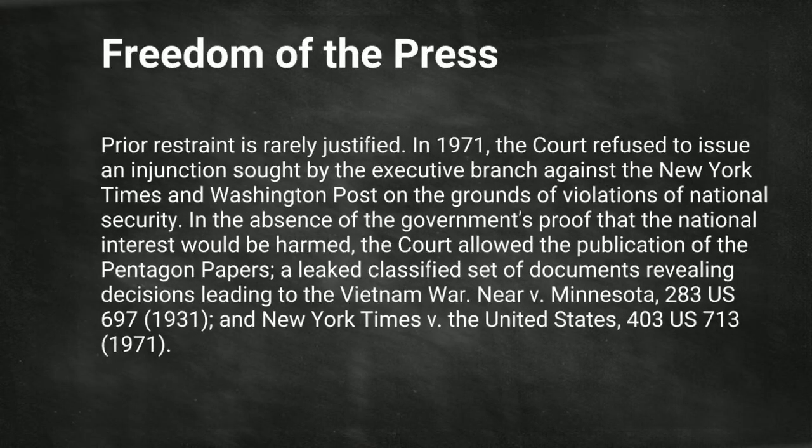Prior restraint is rarely justified. In 1971, the court refused to issue an injunction sought by the executive branch against the New York Times and Washington Post on the grounds of violations of national security. In the absence of the government's proof that the national interest would be harmed, the court allowed the publication of the Pentagon Papers, a leaked classified set of documents revealing decisions leading to the Vietnam War.